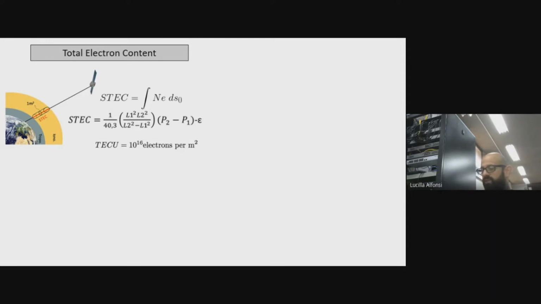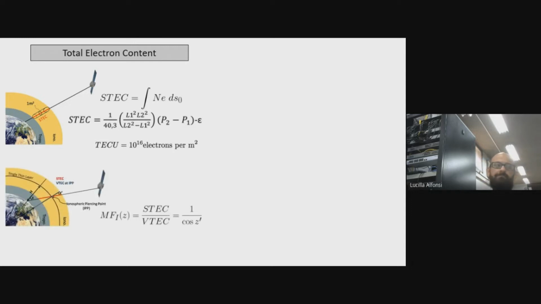By looking at two different frequencies of the GNSS signals, we can combine them in order to obtain the total electron content in the ionosphere, that is measured in TEC units, that are 10 to the 16 electrons per meter square. To obtain something that is not related to the geometry of the observation, so to the elevation angle with which the receiver can catch the GNSS signal, we can verticalize the total electron content values by applying a mapping function that is related to the elevation of the measurements.